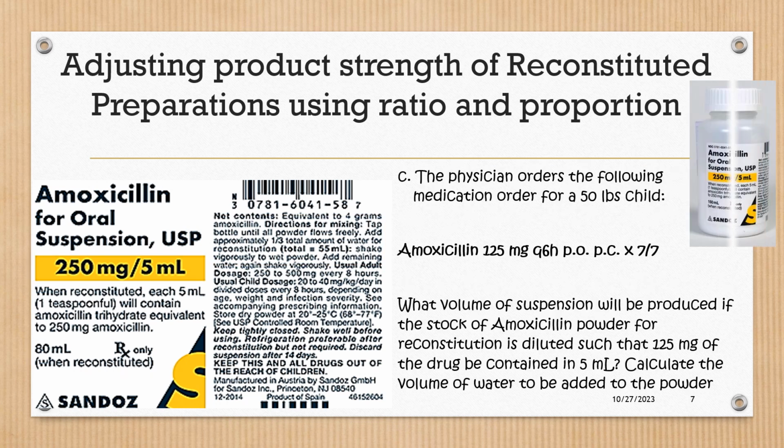Now, let's not lose sight of the fact that we're trying to reconstitute this antibiotic, this bottle that you're seeing here on your screen. The final volume should be 80 mils, and in terms of the concentration, that is 250 milligrams per 5 mil, once we add just 55 mils of water to the bottle.